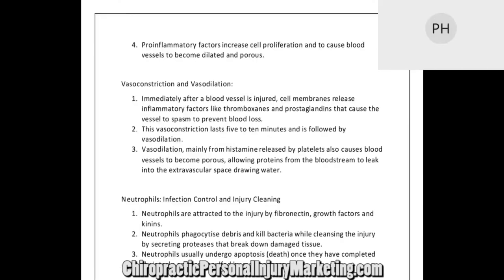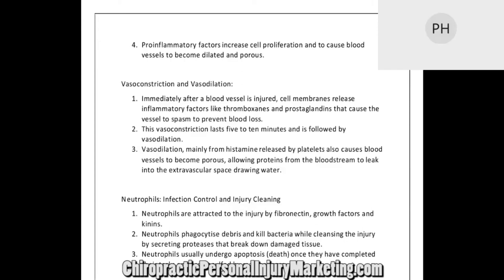Pro-inflammatory factors increase cell proliferation and cause blood vessels to become dilated and porous. So these cytokines are important. They create pro-inflammation and cause blood vessels to become dilated and porous. Now, vasoconstriction and vasodilation. Remember, clinically, this is everything that you're trying to do. This is what you're trying to measure with your tests and your diagnostics. This is what your therapeutics are about. This is the level at which you've got to be thinking therapeutically.